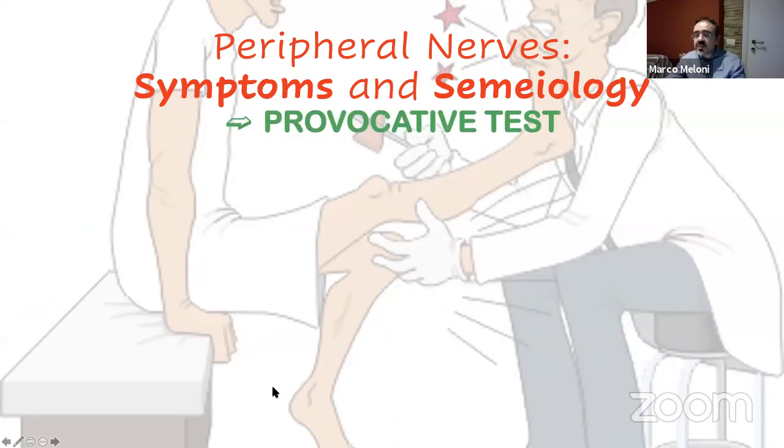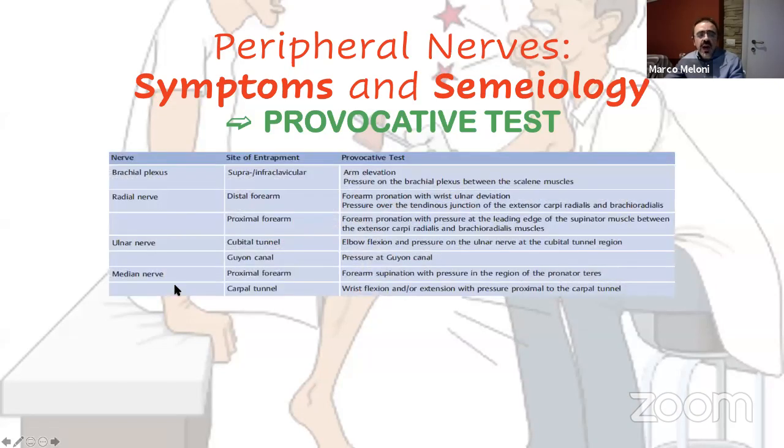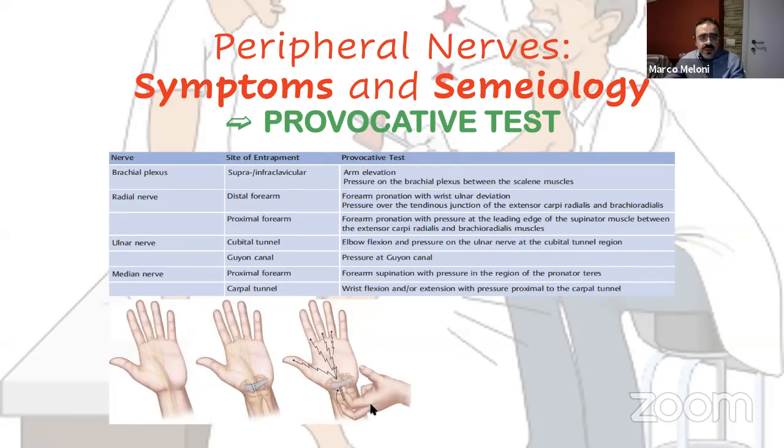Provocative tests. Provocative tests are very important because they give us an idea of where the site of injury is. Obviously, in the case of a lesion like the chainsaw injury we just saw, the site of the injury is obvious. But when we talk about nerve entrapment in particular, the provocative tests are very useful. We have here a list of the more common provocative tests. Probably the most common, which everybody knows, is the Tinel test.